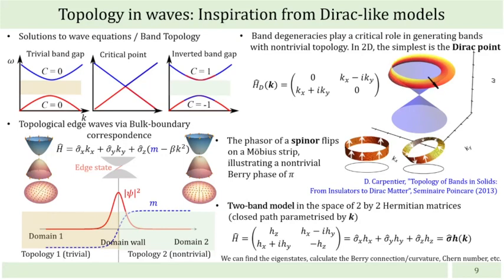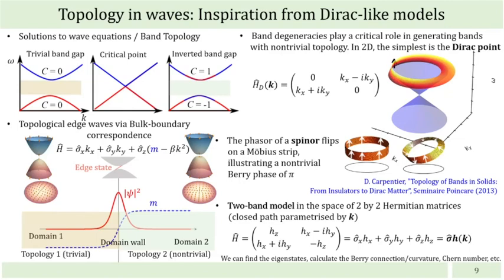An interesting feature is associated with rotation of this spinor because it gives rise to the geometric phase. This is illustrated with this Möbius strip. So the evolution over the closed path in the parameter space effectively flips the sign of the wave function, and we need to go around twice in order to return in phase.